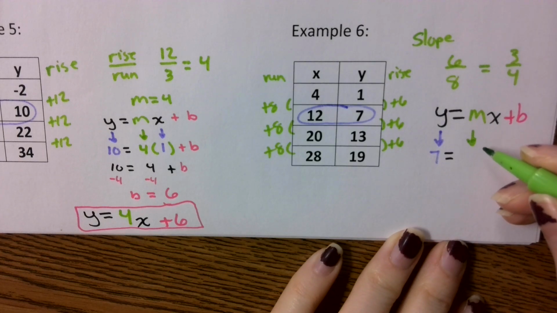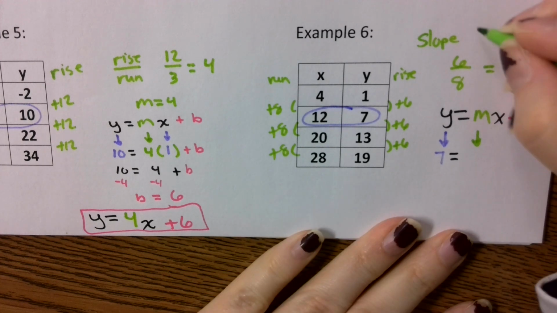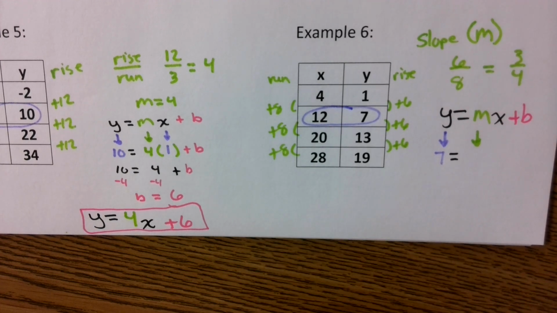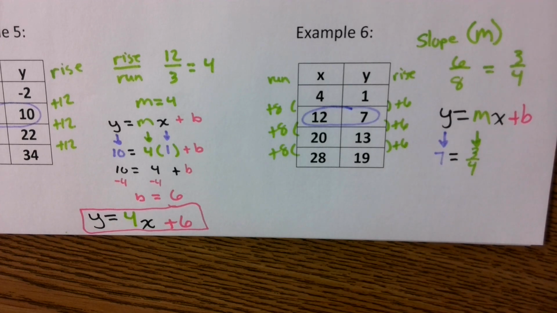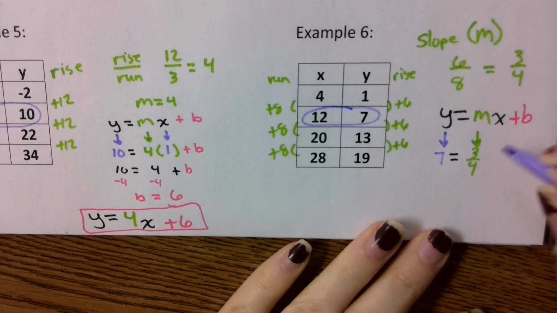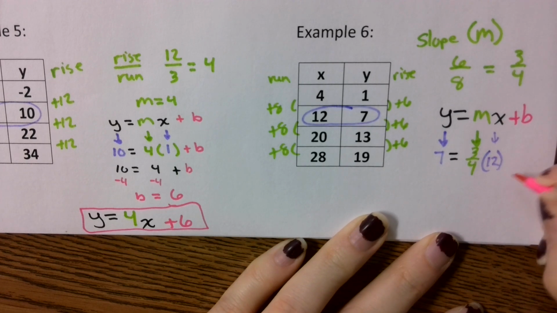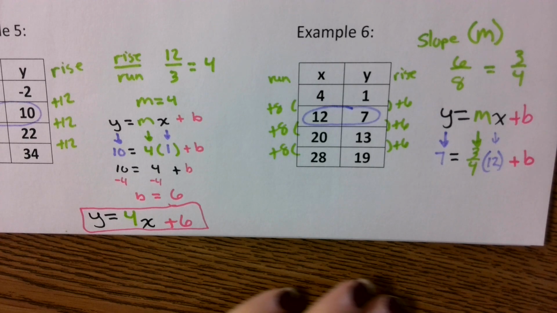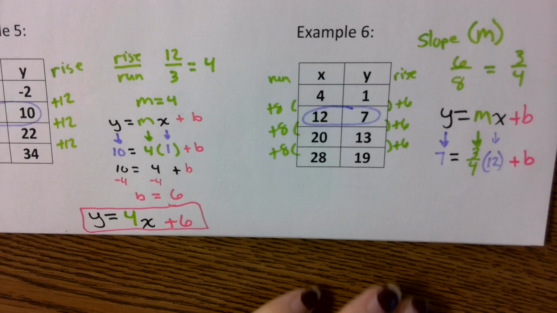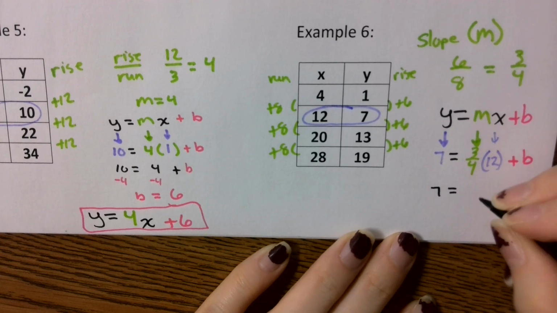m is equal to what? 3 over 4. Thank you. Okay. Please stop talking, guys. Now what are we going to do? Multiply. And what does that equal? 9.